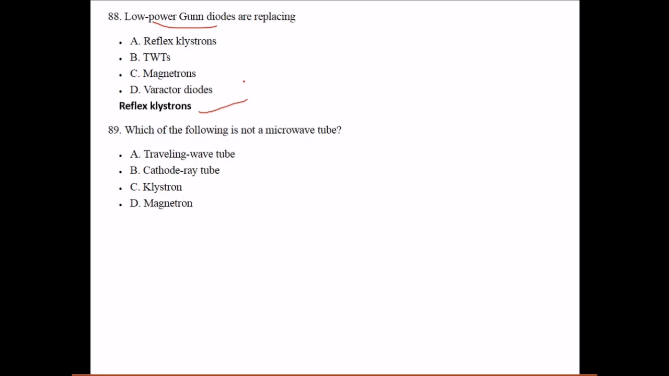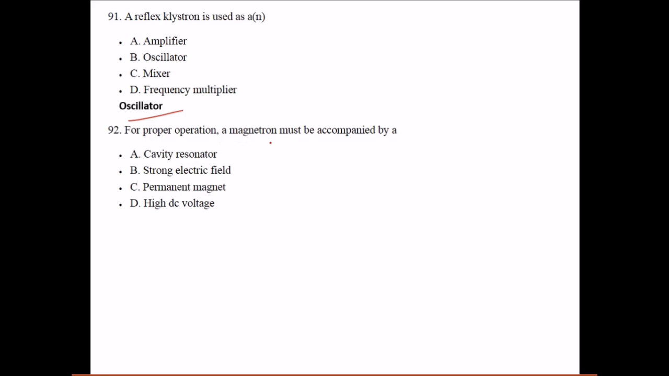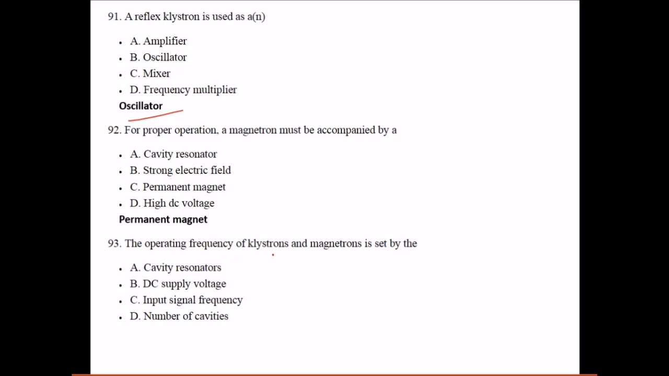Low power Gunns. Which of the following is not a microwave tube? Cathode ray tube is not a microwave tube. Klystron, magnetron, all these are. So in a klystron amplifier, the velocity modulation of the electron beam is produced by the cathode cavity. Reflex klystron is used as an oscillator. For proper operation, a magnetron must be accompanied by a permanent magnet. The operating frequency of klystron and magnetrons is set by the cavity resonators, and a magnetron is used only as an oscillator.